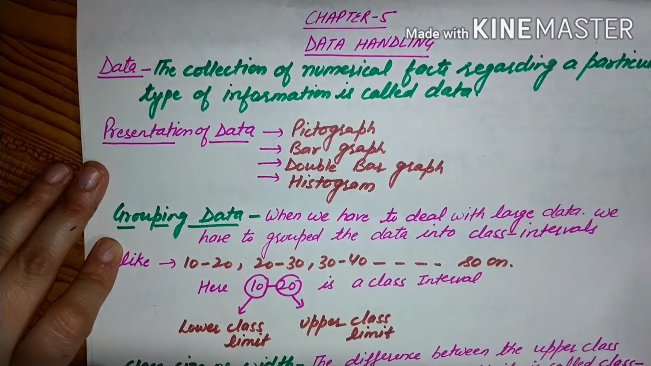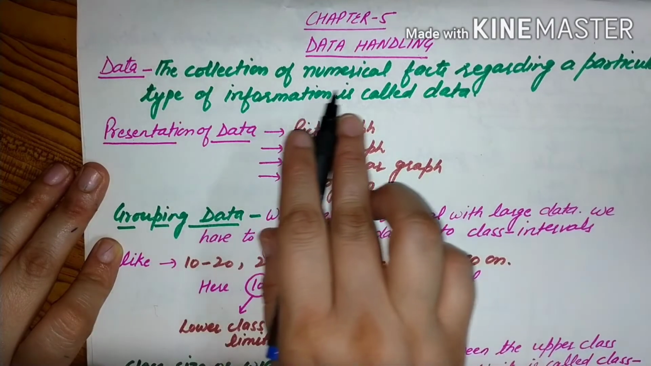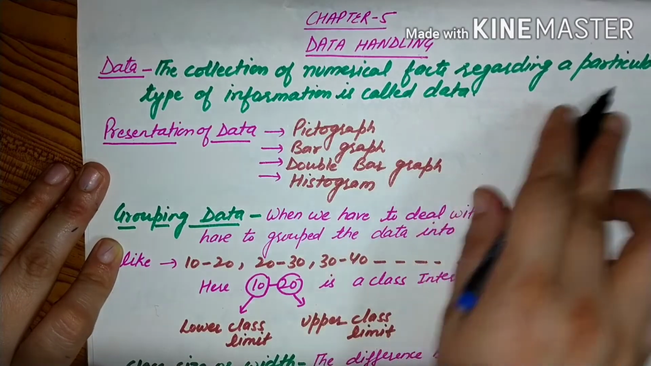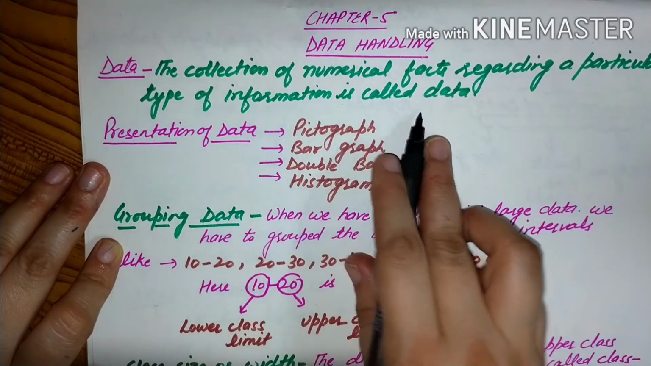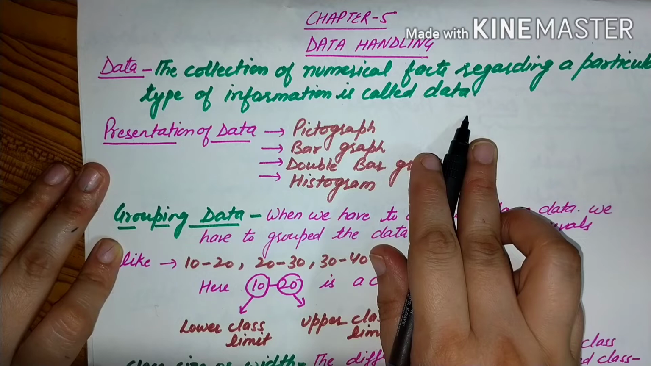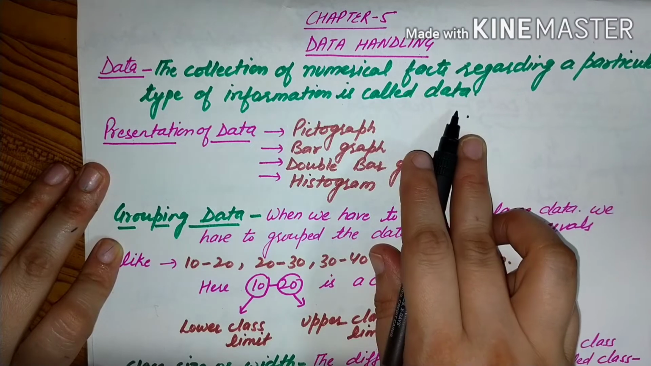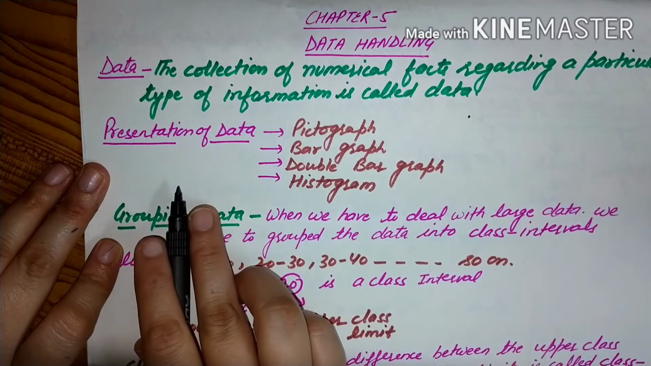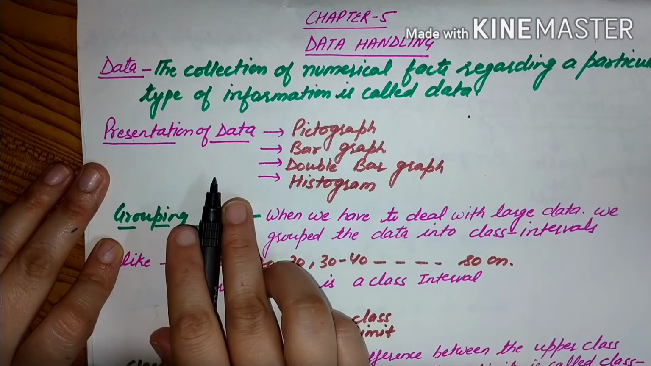Before starting it, let us know the meaning of the word data. The collection of numerical facts regarding a particular type of information is called data. For example, if we see the marks obtained by a student in different class tests, so the marks here is what? The data.